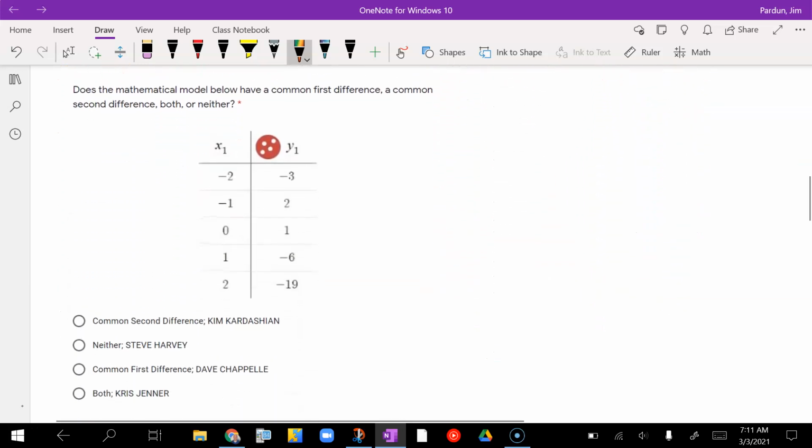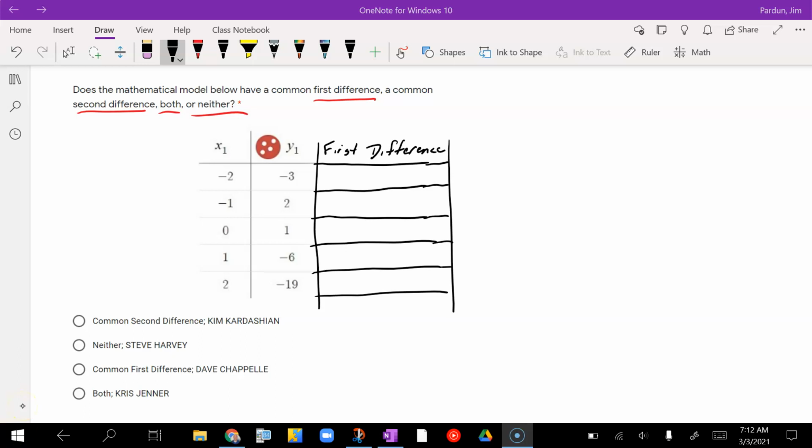So let's go through the murder of Kanye West problem, just to see what we've got here. It says to answer your questions. Does the mathematical model below have a common first difference, a common second difference, both, or neither? So I'm going to find the first difference by making a third column in this chart. And the first difference basically means I'm taking the difference between the outputs.